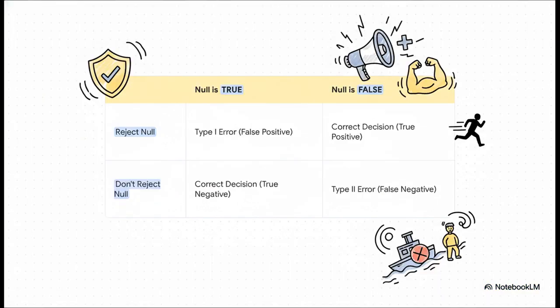This little grid lays out all the possibilities. So if the supplement really does nothing, the null is true, and we correctly decide not to reject that idea, great. That's a correct decision, a true negative. And if the supplement really does work, the null is false, and we correctly reject it, that's also a win, a true positive. But those other two boxes, that's where things get interesting.